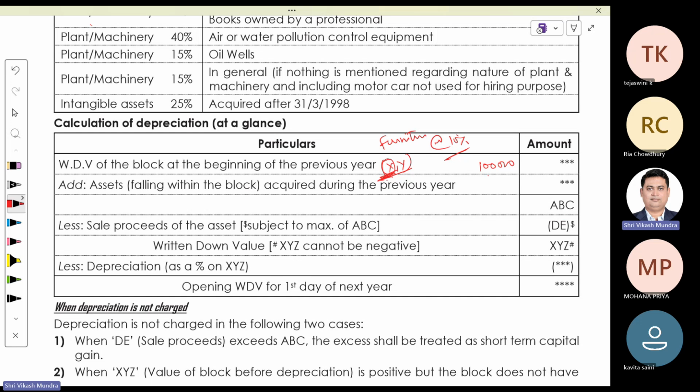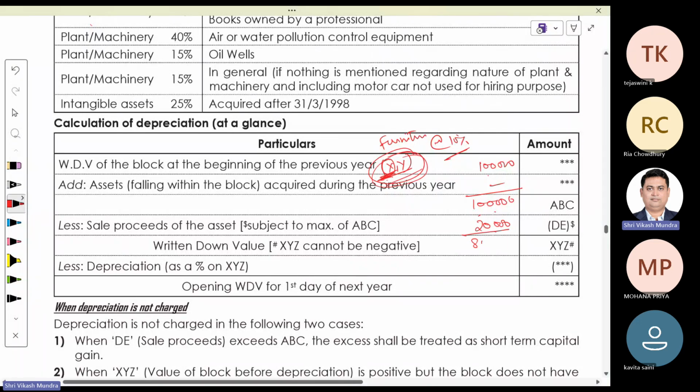I have an opening block worth rupees 1 lakh, consisting of furniture X and Y at the rate of 10%. During the year, I did not acquire anything, so XYZ is equivalent to 1 lakh. I sold both of the furniture X and Y for, say, rupees 20,000. I got only 20,000 as sale proceeds for X and Y.